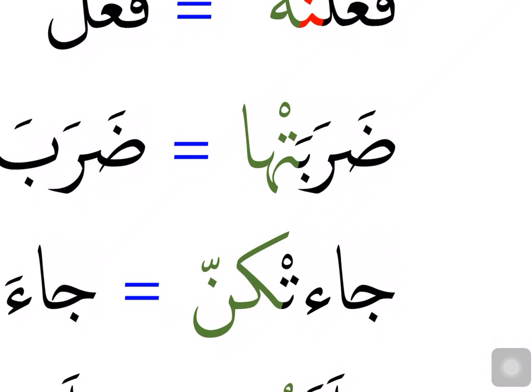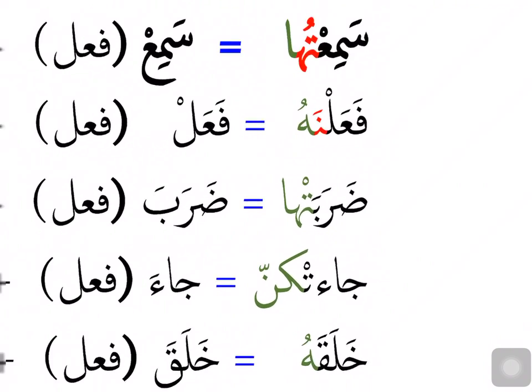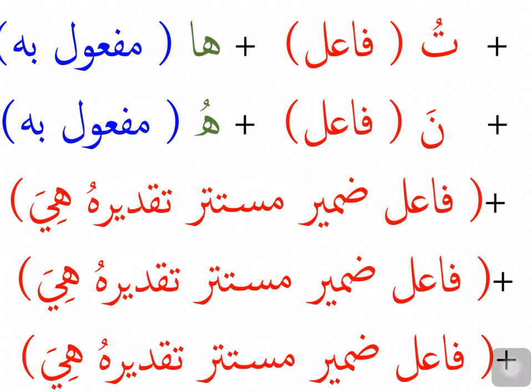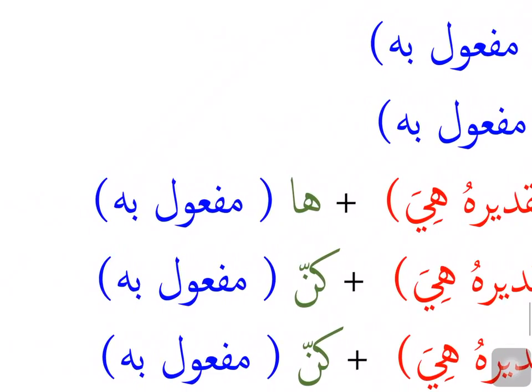That's why we separated the pronouns into tanaween and kaheen. The ha cannot be the doer. Tanaween, only those are the doers. I don't hear any ta there. Ha is the maf'ul bihi. Darabatha, she struck her. She hit her. Daraba is the fi'l. The fa'il is damir mustatir, taqdiruhu hiya, darabat, and the ha is a maf'ul bihi.